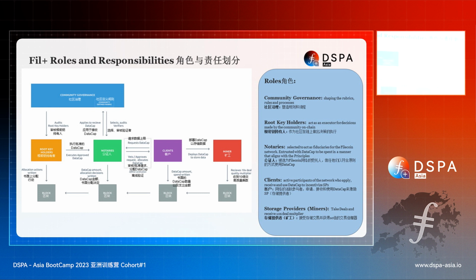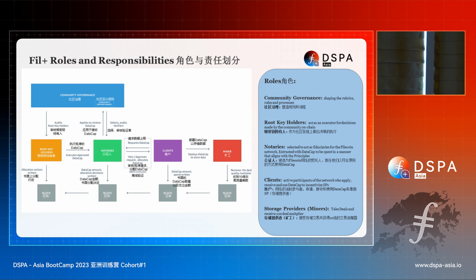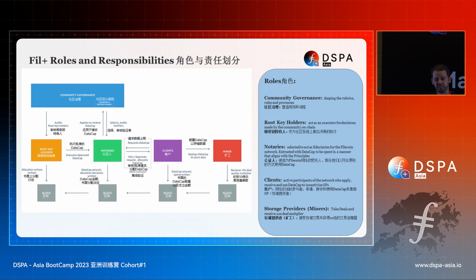Now notaries are very important to understand. Notaries are selected as basically the fiduciary of the network. Their responsibility is to ensure the clients are of good value of the data and their role within the community. And they provide the data cap for them. So right now we have around, I think, 50 active notaries from all over the world, notaries from every region.